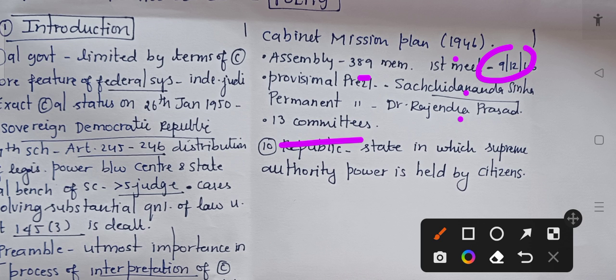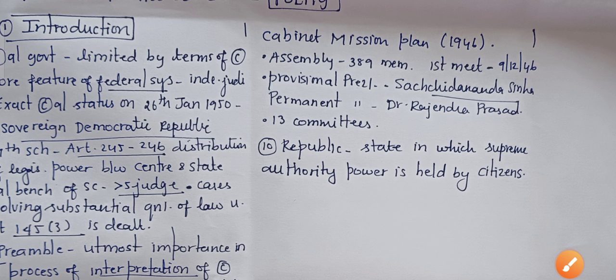The last fact for today is about the republic. What is a republic? It is a kind of state in which the supreme power is held by the citizens.